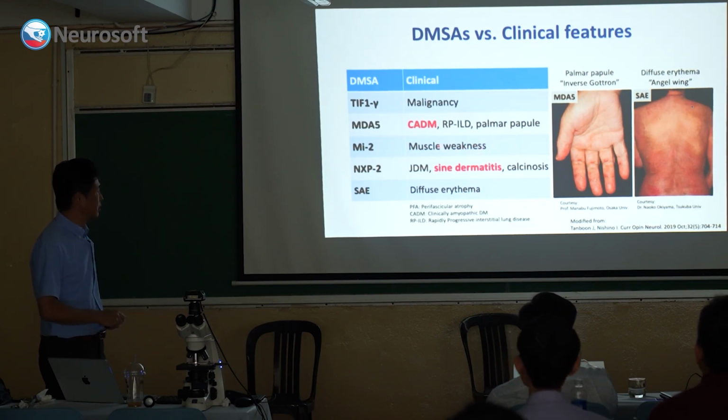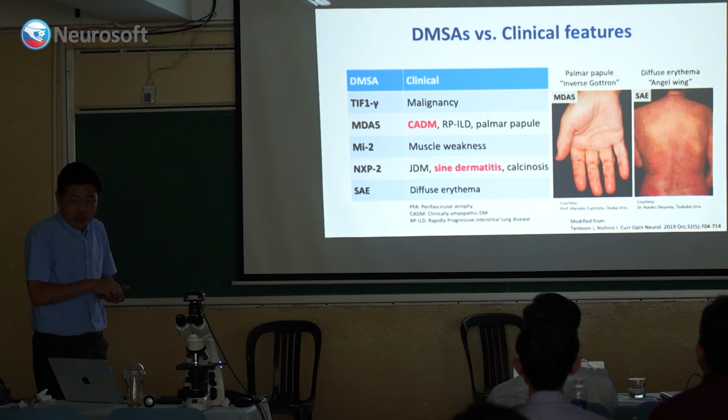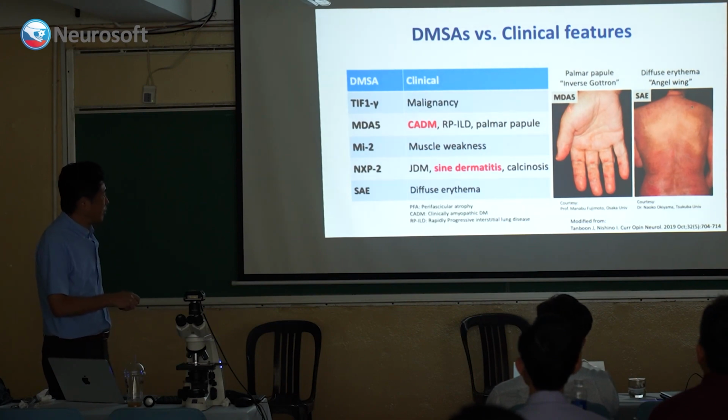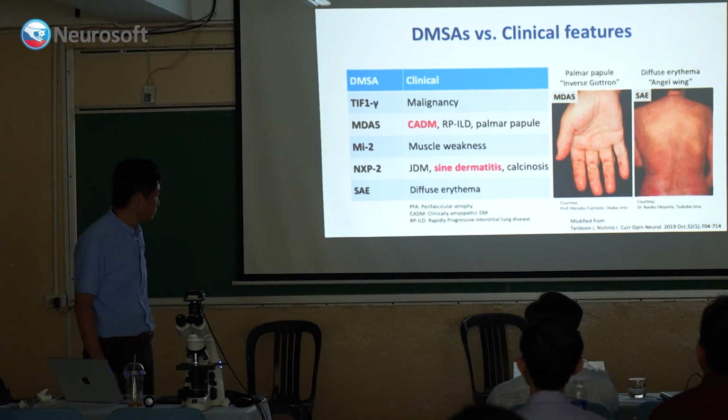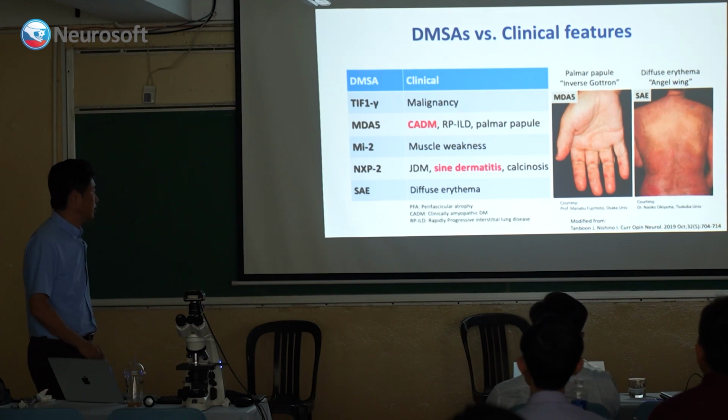Patients often have very severe skin lesions but the muscles are not very weak. They often show what they call inverse Gottron. Gottron's rash is usually on the back of the hand, but here it is on the palm side. This is palmar papule, typically seen in MDA5.